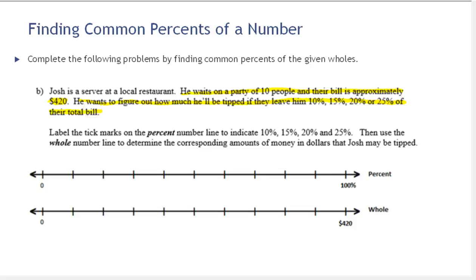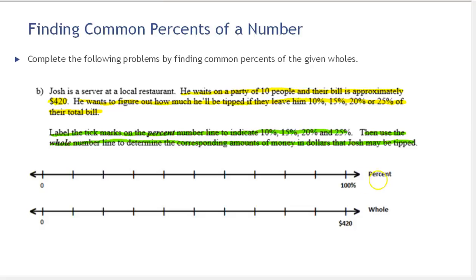So tips and gratuities, which you probably know, are percentages of whatever your bill is. So the larger your bill is, the more money you leave, and people leave varying amounts of percents. So let's highlight this information. We want to label the tick marks on the percent number line to indicate 10, 15, 20, and 25%. Then we want to use the whole number line to determine the corresponding amounts of money in dollars that Josh may be tipped.